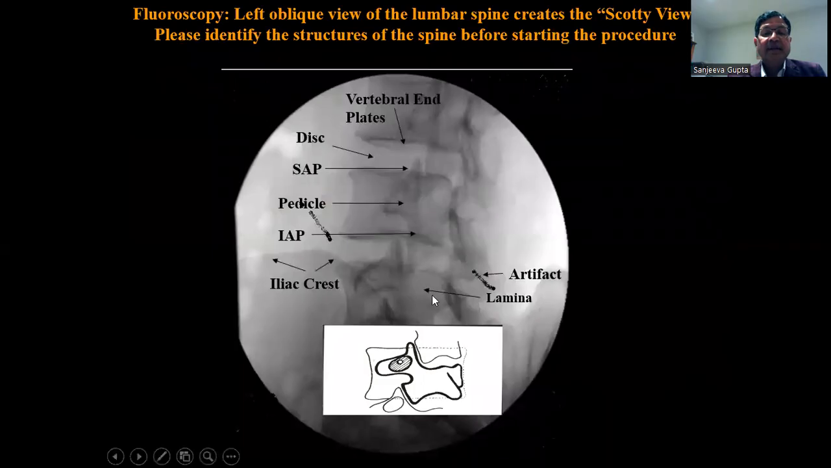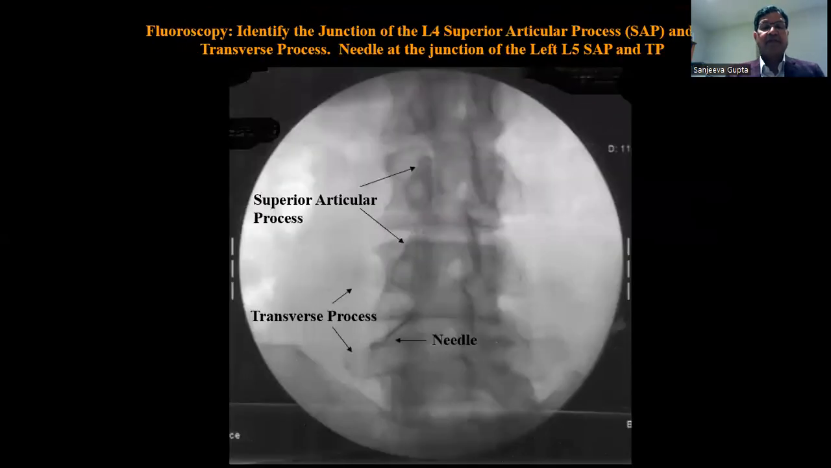So as I said earlier, that is a Scotty view, and this is an artifact, and that's also an artifact. Just be aware of that. That's the lamina, and you can see a beautiful Scotty dog again, a stout, short Scotty dog. So inferior articular process, pedicle, superior articular process, disc, vertebral end plates, and the iliac crest is here. So identify the bony structures in every projection to make the procedure safe.